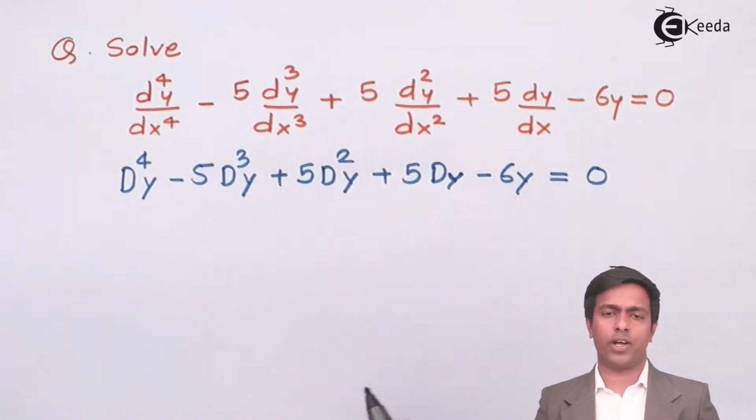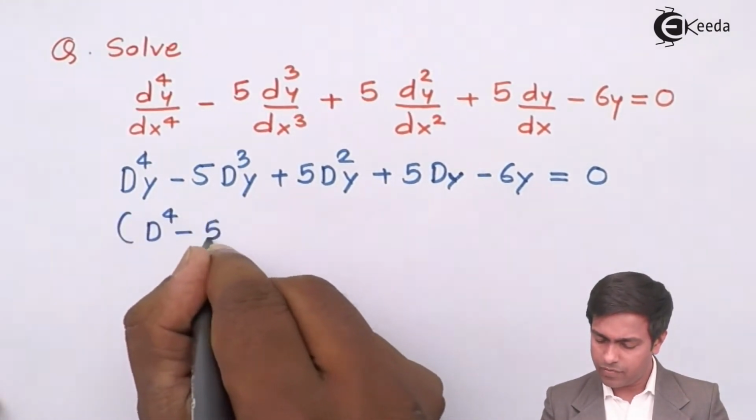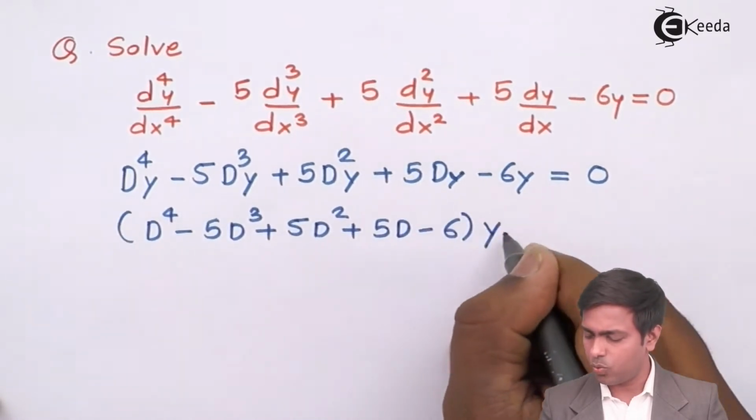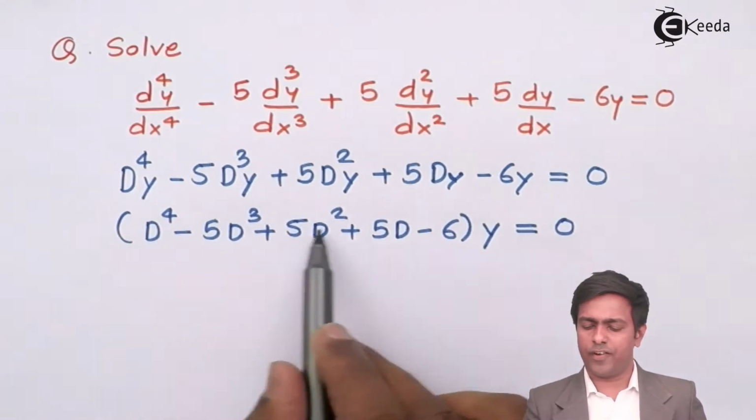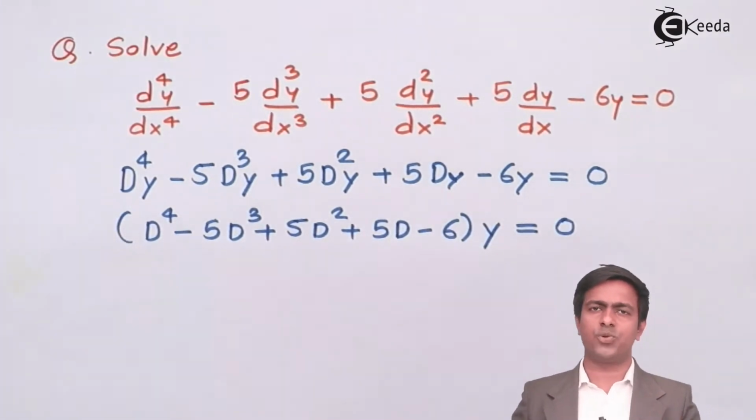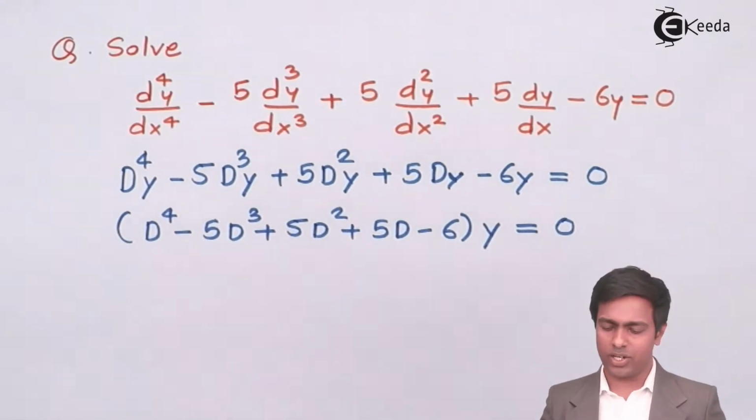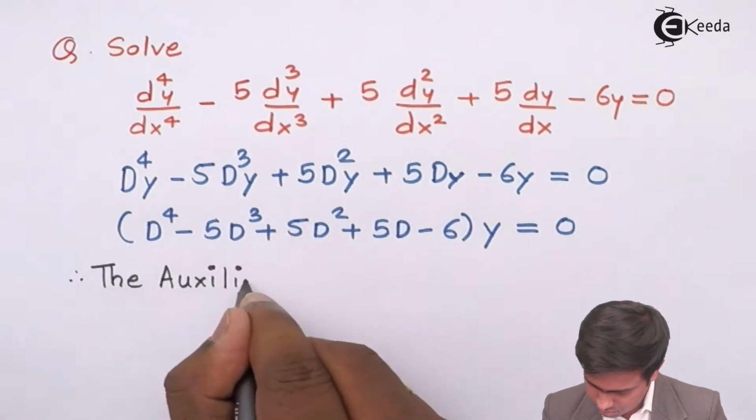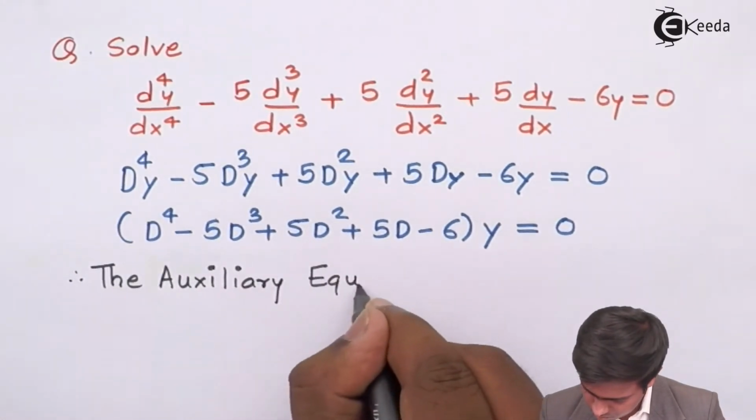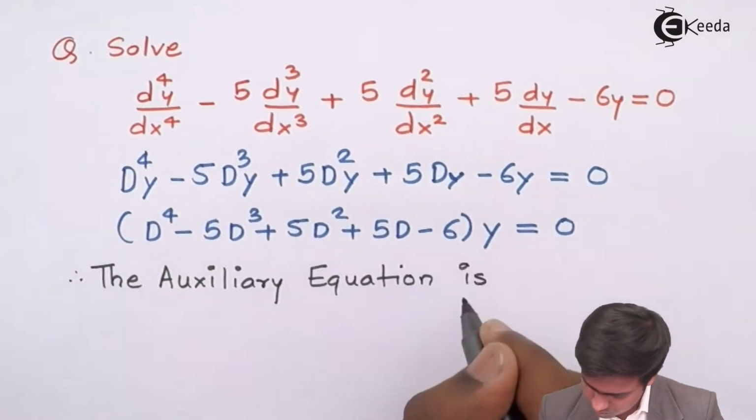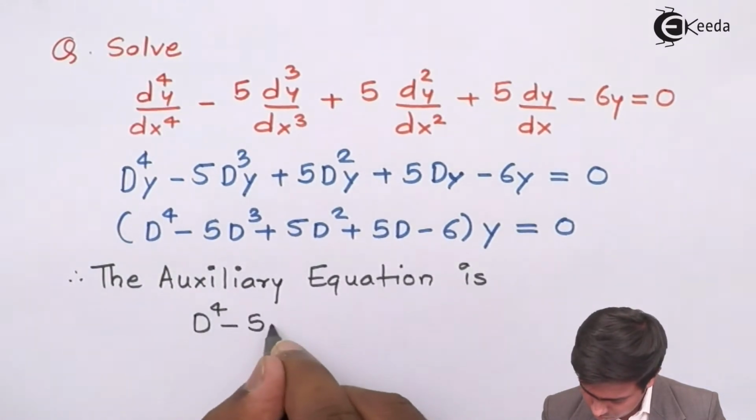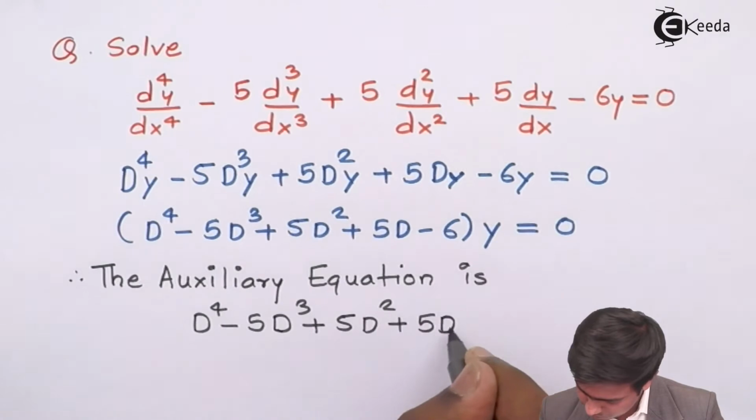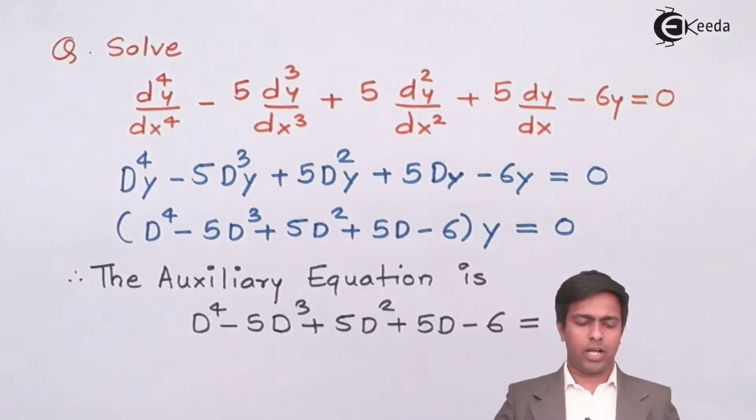Now from the left hand side we'll take y common, so we will get D to the power 4 minus 5D cube plus 5D square plus 5D minus 6, into y equal to 0. So here we got the function of D. Now we'll equate this function of D to 0 so that we get the auxiliary equation. So here I'll say... so guys, here we got the auxiliary equation.